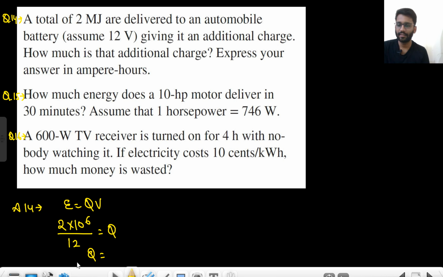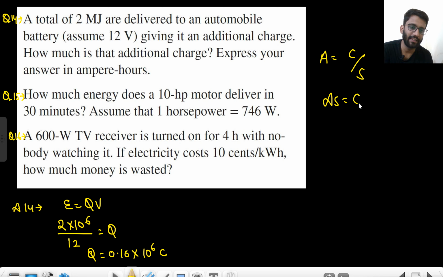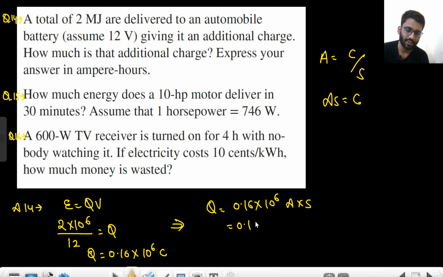So Q you will get as 2 by 12 into 10 to the power 6. Okay, so it will be 0.16 into 10 to the power 6 coulomb, because joule by voltage is coulomb. Now you need to write it in ampere hour. Ampere is equals to coulomb per second, so ampere second is coulomb. So Q is equals to 0.16 into 10 to the power 6 ampere into second, divided by 3600. That will be ampere into hour.